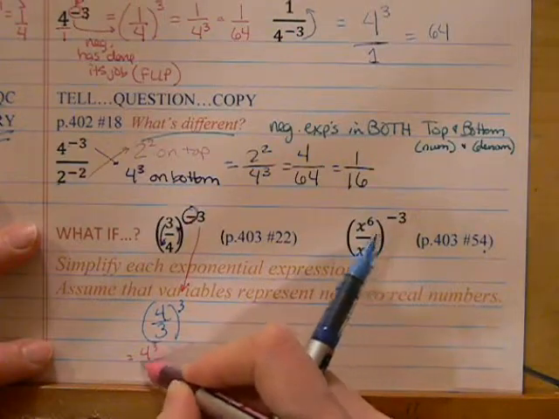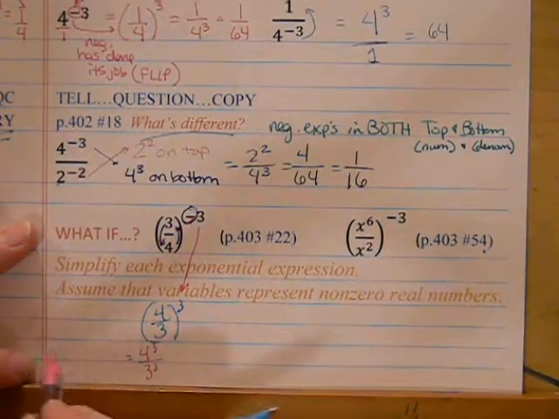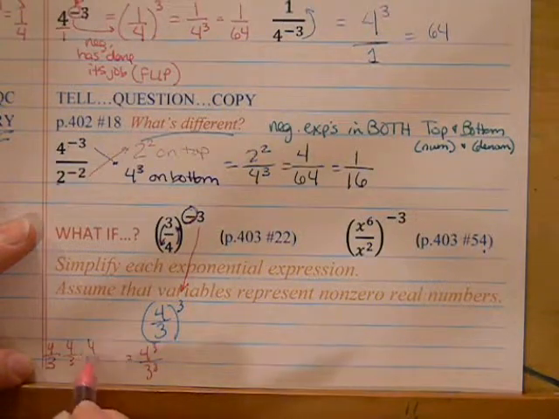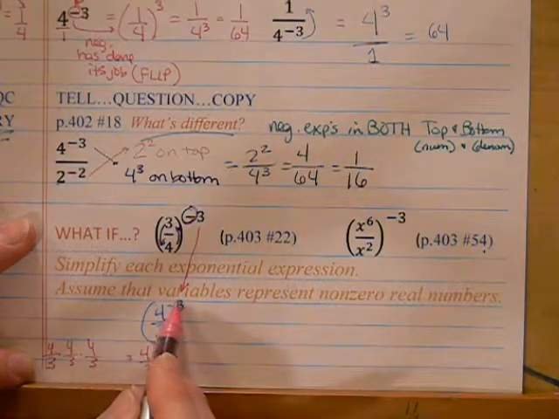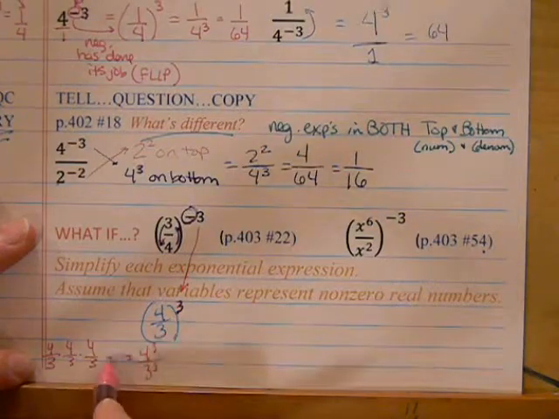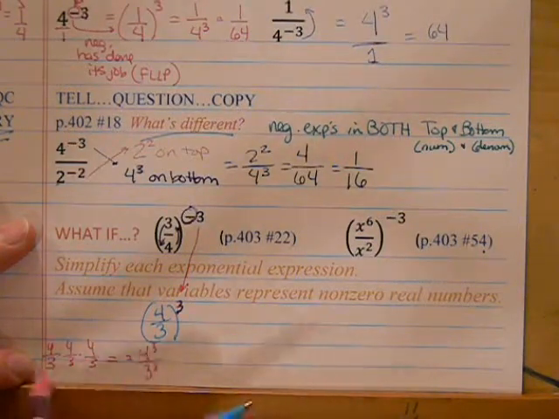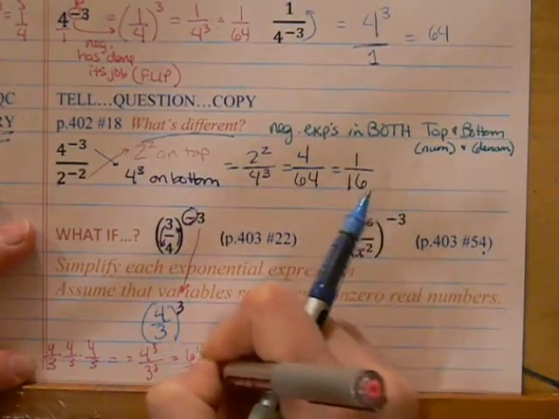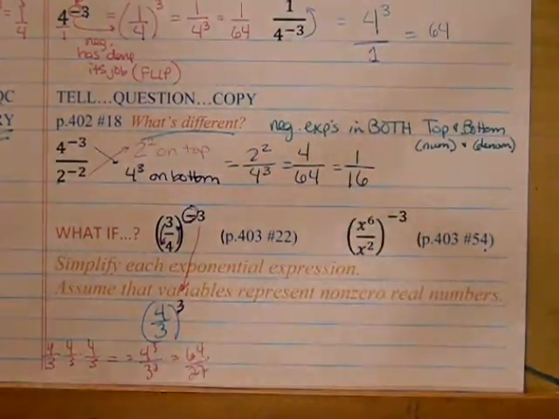That becomes 4 cubed over 3 cubed. If you have to remind yourself of that rule, imagine multiplying 4/3 times itself 3 times, because that's what that is by definition. Then on the top you have 4 cubed, and on the bottom you have 3 cubed. And that's going to equal 64 over 27. Now let's look at this other one.